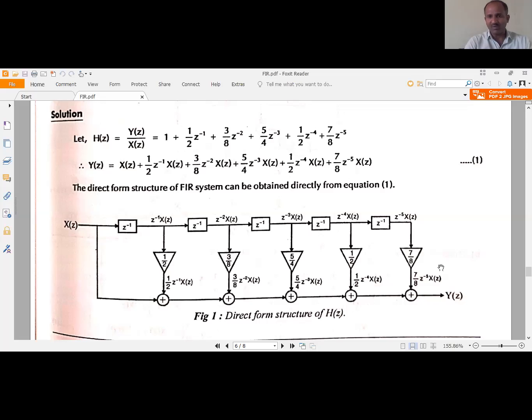See, this is the output y of z, which is equal to adding this and this: 5 by 4 z power minus 3 into x of z, and 3 by 8 z power minus 2 into x of z, 1 by 2 x of z into z power minus 1 plus this x of z. X of z is the input and y of z is the output. Adding all this, you will get the output of the system. So this is the direct form structure of this FIR system.